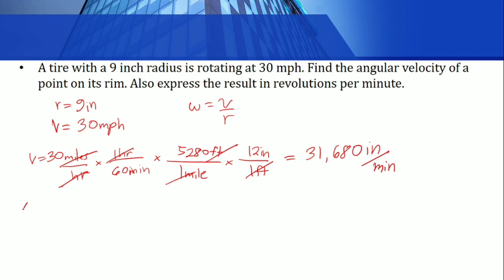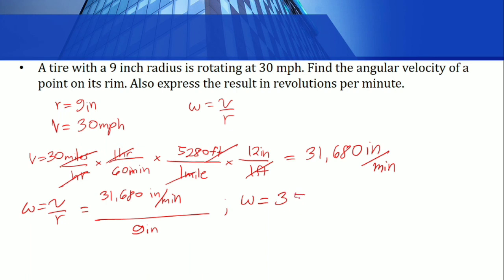So, angular velocity is equal to v over r. So, that will be equal to 31,680 inches per minute over r natin, which is 9 inches. So, cancel na yung inches natin. So, magiging angular velocity is equivalent to 3,520 radians per minute. So, sabi niya doon, express in revolutions per minute.